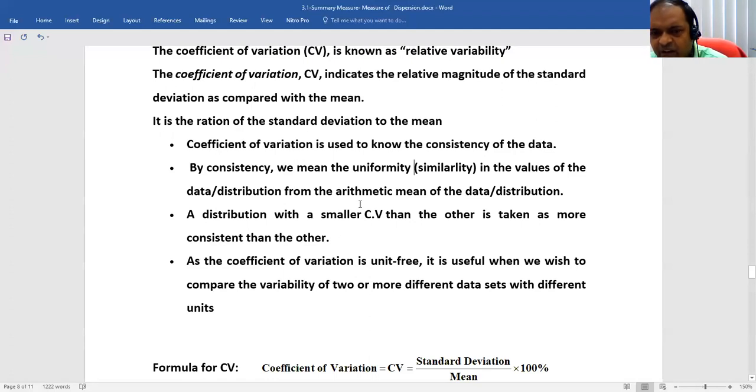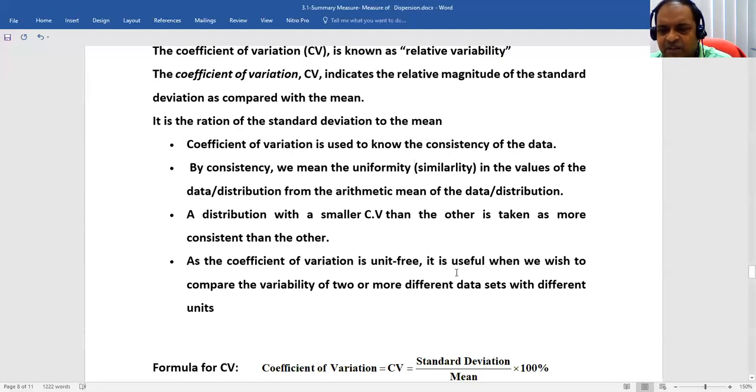Income of the people of a country has the same unit. In Bangladesh, income of people is normally measured in taka. If you go to USA, their income is normally measured in dollars. So you cannot compare our income with theirs, dollar and taka, a lot of difference. But when you want to compare the variability, if you use the coefficient of variation, then you can compare because there is no unit.